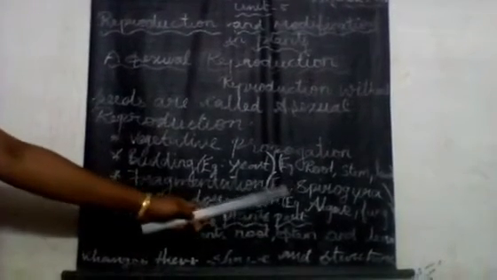Next one is spore formation. Examples: algae, fungi. Non-flowering plants like algae, fungi, moss and ferns produce spores.